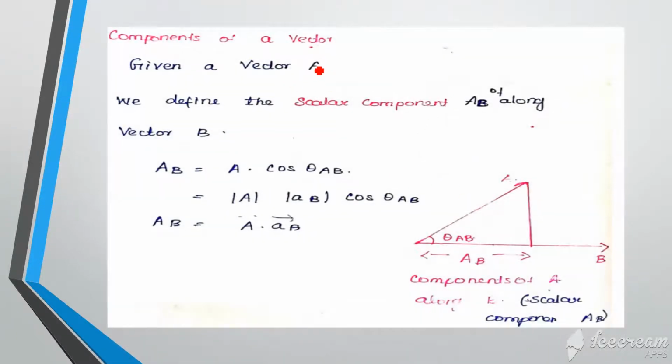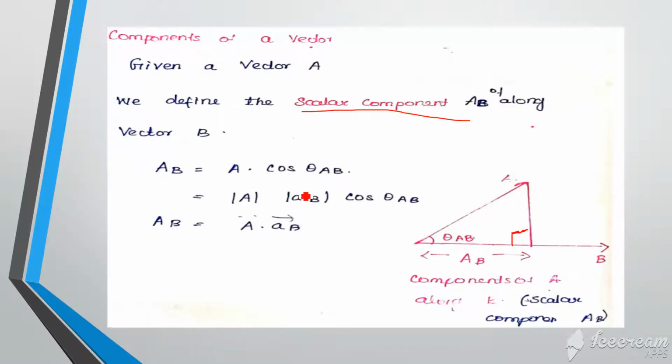Then, component of a vector. Given a vector A, we can define the scalar component A suffix B along vector B. We need to project vector A along B. By means of this right angle triangle, with this angle being 90, we can find the adjacent side with the help of cosine. So we can write this side, that is A_B, as A into cos theta AB.